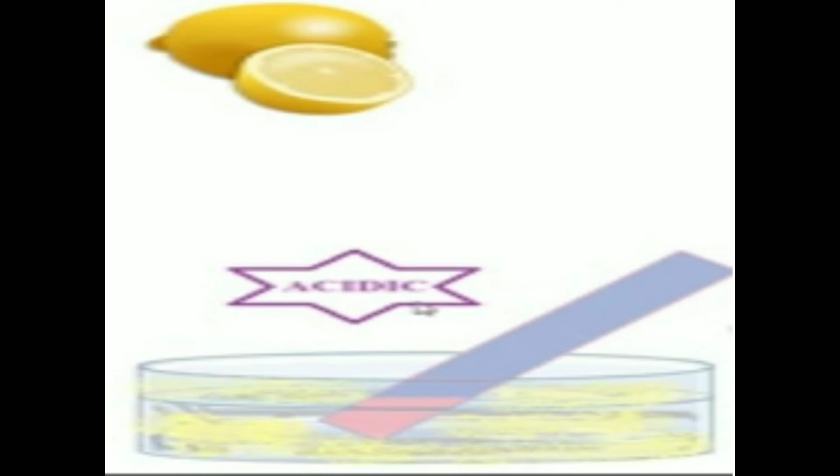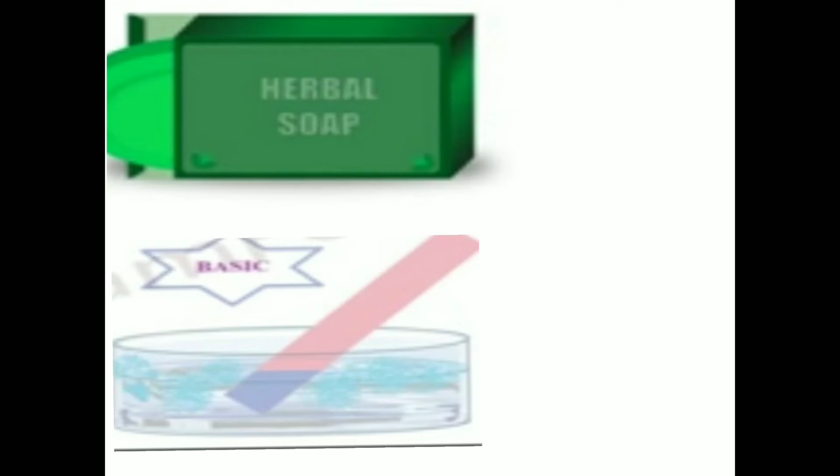Similarly, try it out with soap. Soap is basic in nature. So here red litmus paper turns blue. For each of them, we need to prepare the solution, because the test works only with a solution.